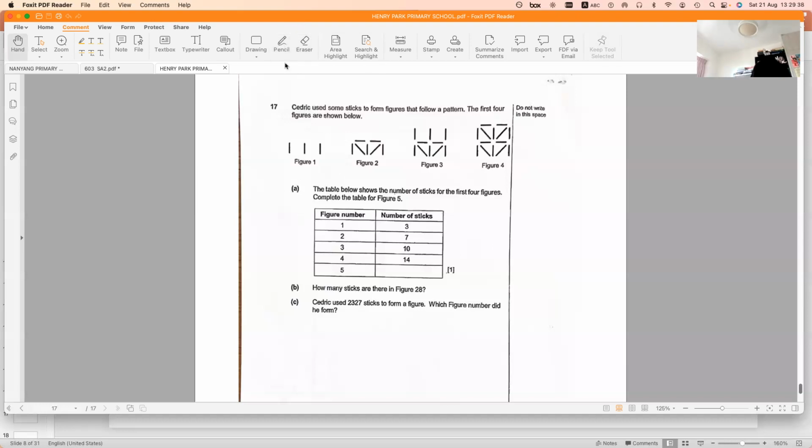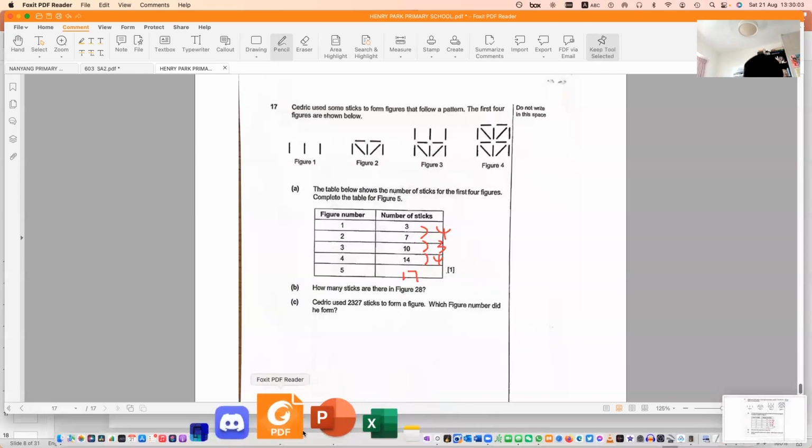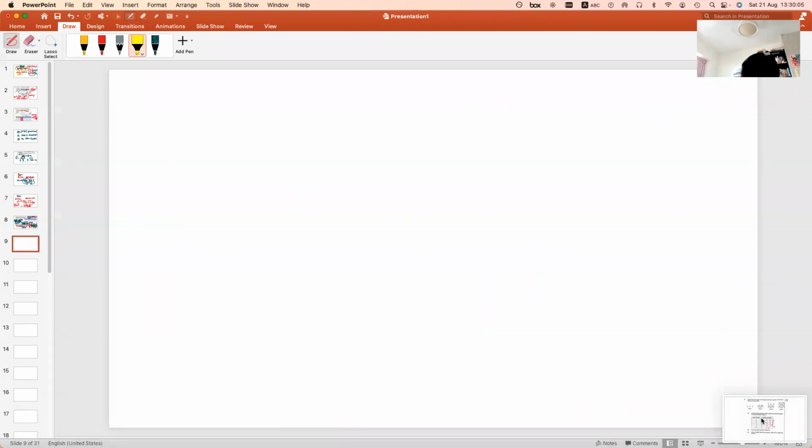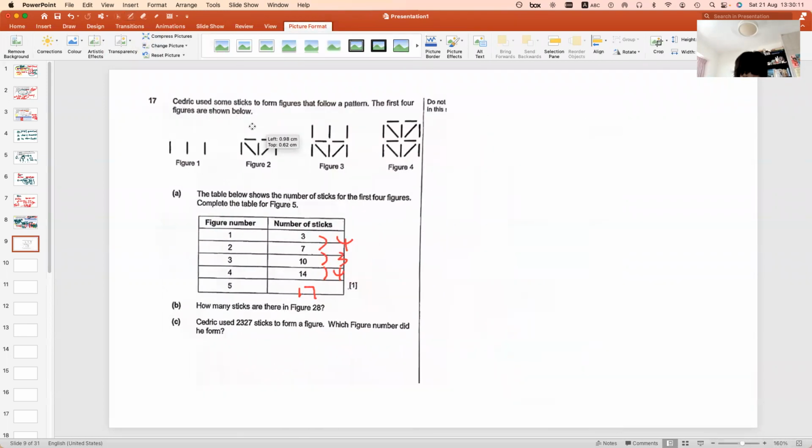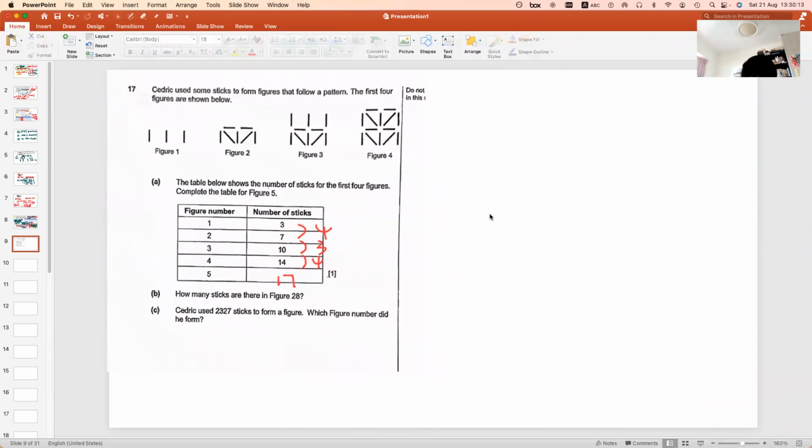What kind of question is this? Let me see. Pattern. Yeah, but what kind of pattern? It's a pattern where you have to plus 4 and then plus 3 and then plus 4. You don't need to tell me, I already observed it.